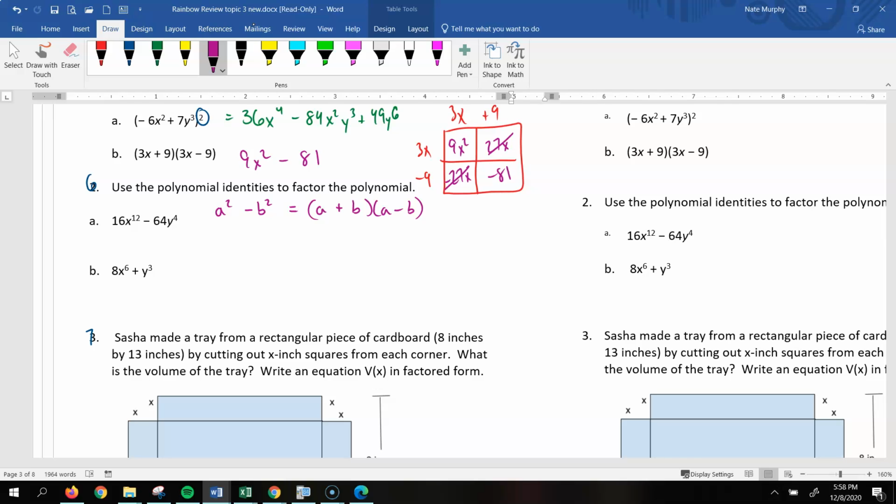So when we do that, for this one, I want to see what I would square to get 16x to the 12th. Well, 4 squared is 16. And x, what exponent would I apply to x so that when I multiply it times 2, I would get 12? Well, x to the 6th, so 6 times 2 is 12. So that means my a would be 4x to the 6th. To figure out what b is, we do the same thing.